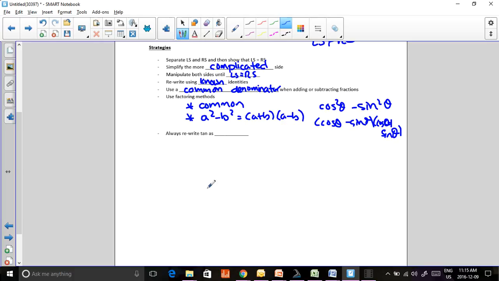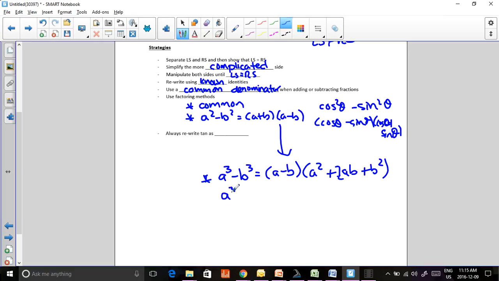Okay, you have to use some reasoning and ask, is this going to help me get to where I want to go? Or is writing this as cos 2 theta going to get me where I want to go? Okay, you also have to remember, I'll put it down here, your difference of cubes. This comes up in your homework. So a cubed minus b cubed is a minus b, a squared plus ab plus b squared. Okay, that comes up for sure. Remember a cubed plus b cubed can be factored as a plus b, a squared minus ab plus b squared.